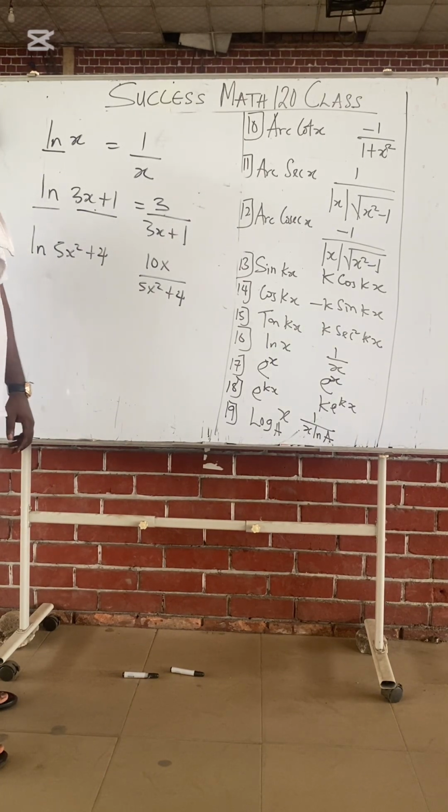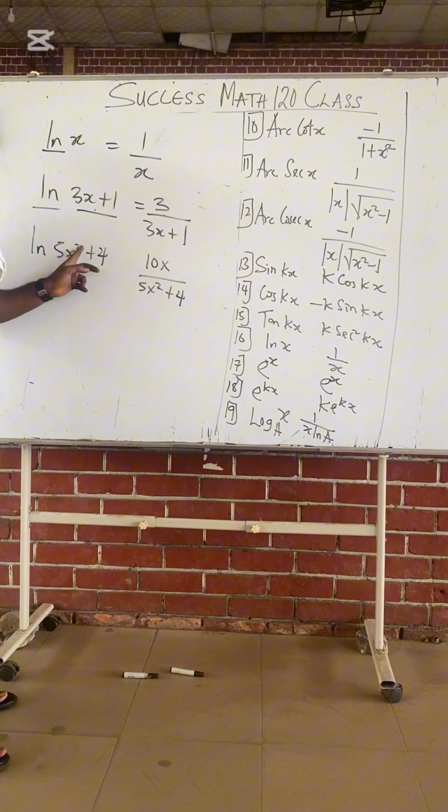Okay. 5 times 2, multiply the coefficient.